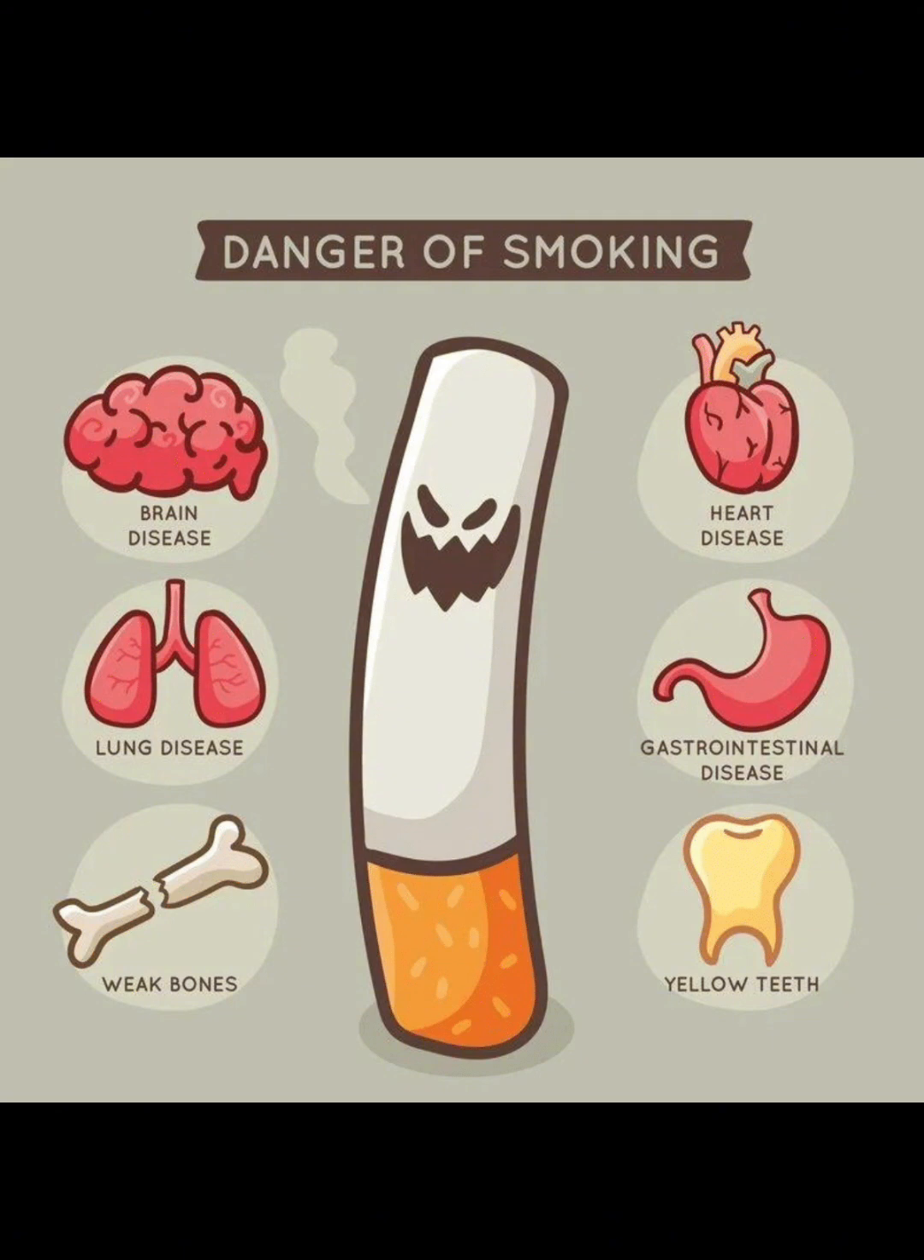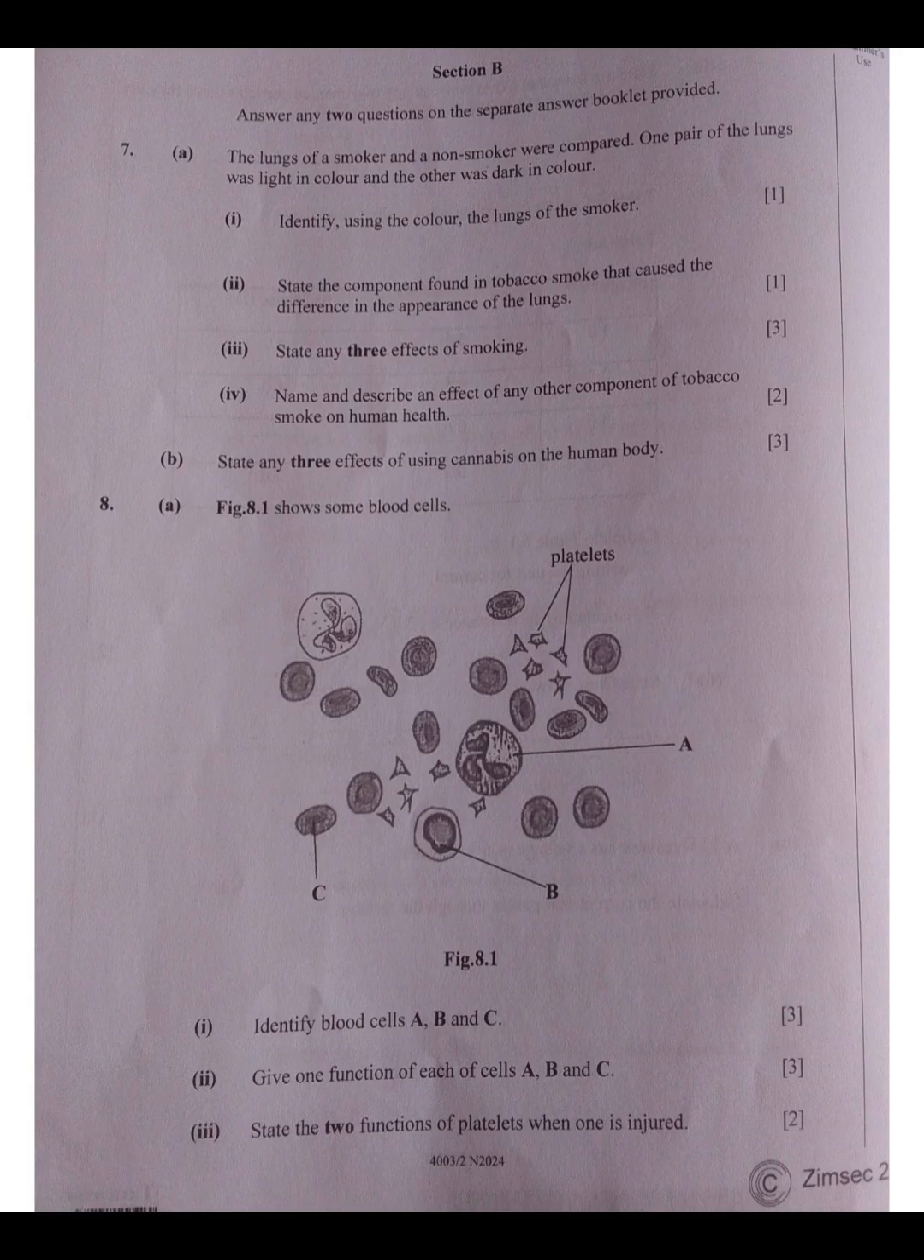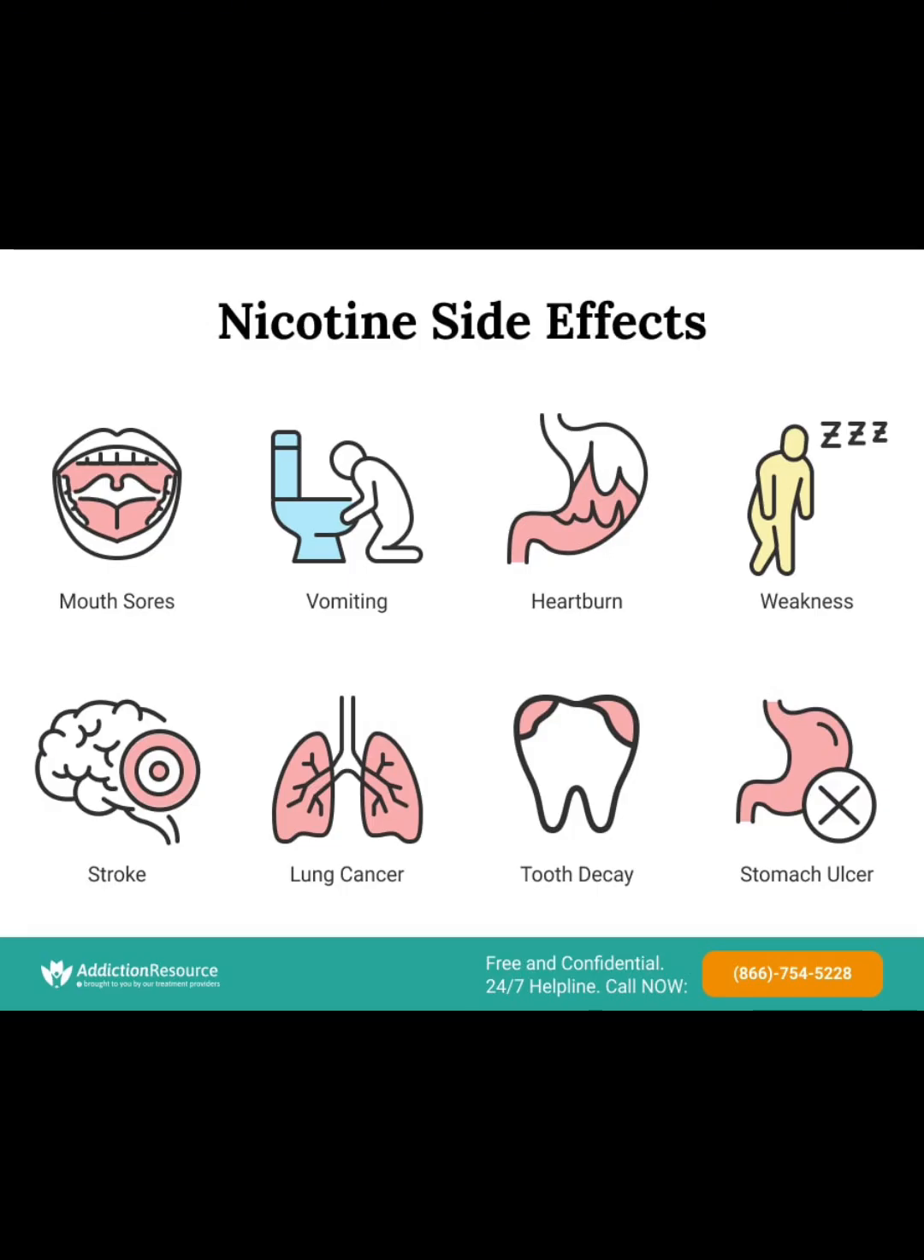And then on part 4, name and describe an effect of another component of tobacco smoke on human health. So the other component of tobacco smoke, which is not tar, is nicotine. Nicotine can cause an increase in blood pressure, heart rate, the flow of blood to the heart, and also the narrowing of the arteries. It can also harden the walls of arteries, which may lead to heart attack.